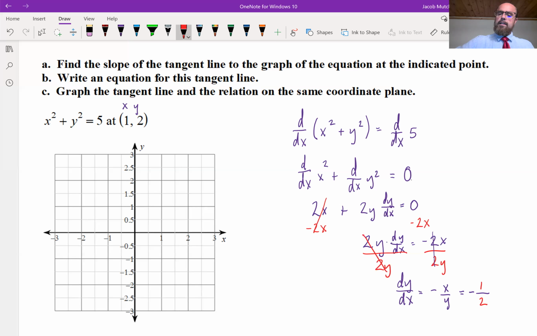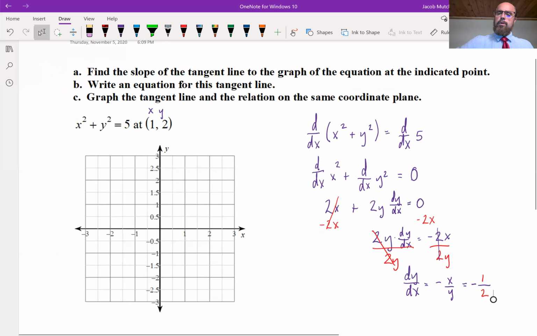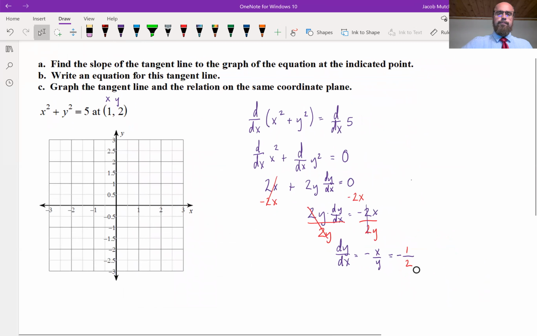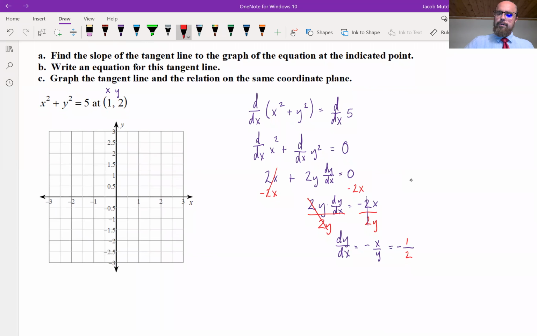So once I've got that slope, what I want to do is write the equation of the tangent line. Let me just box this, since that is part A, the slope. So to get the equation of the tangent line, I'm going to set up the point-slope form. So y minus y1 equals m times x minus x1.